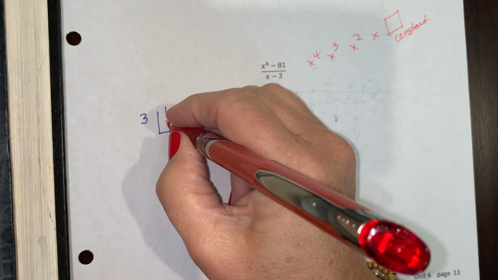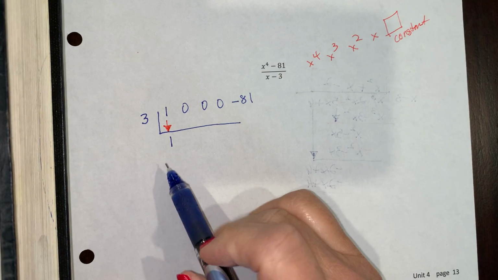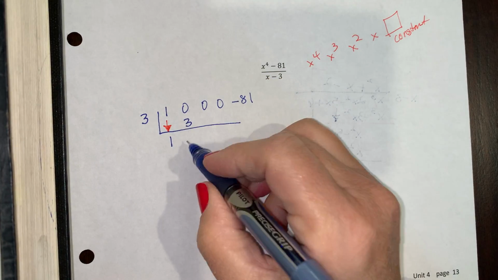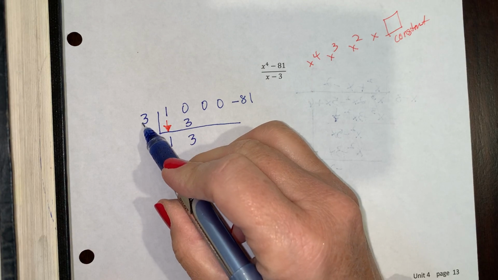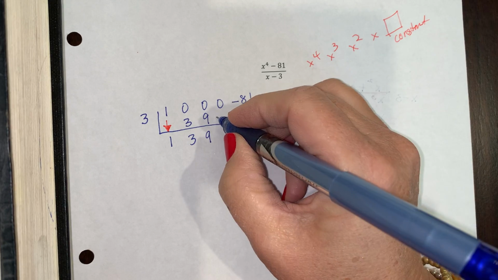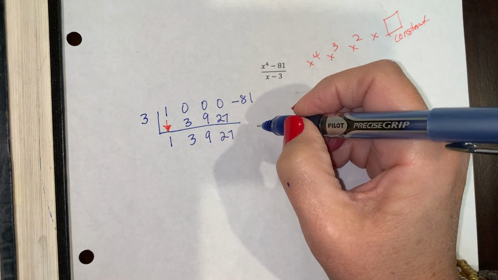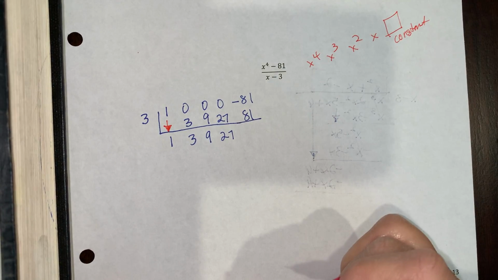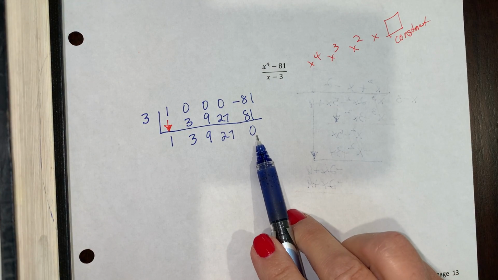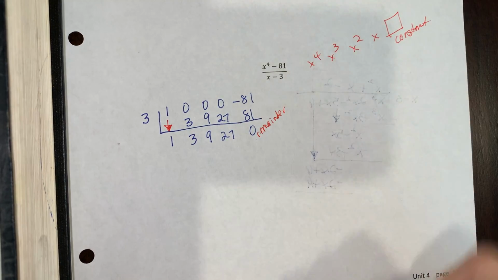Okay, the first step is to drag down your first term, so it's 1. And then remember, you're going to multiply. So 3 times 1 is 3. Then you're going to add that up. So 0 and 3 is 3. Then I'm going to multiply. 3 times 3 is 9. Add those up. That's 9. 3 times 9 is 27. Okay, I'm going to add those up. That's 27. 3 times 27 is a crazy 81. Well, that's awesome. I'm going to add that up, and that's 0. So that's fantastic because your last term is always your remainder. So this means that it went in perfectly.